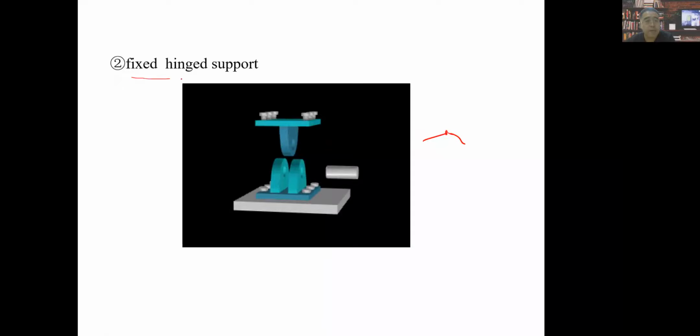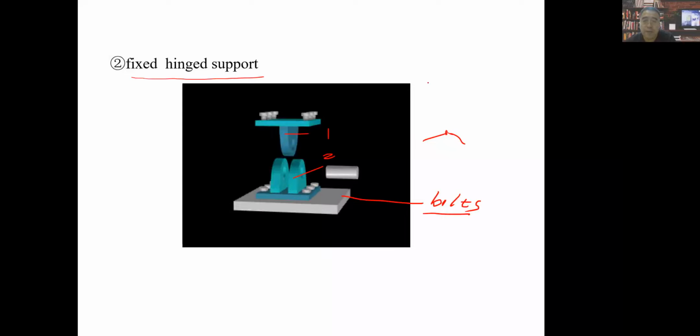Actually here it tries to tell us a fixed hinge support. If this is part of the ground, we have 1, 2, 3, maybe 6 bolts. You know what bolts are? Bolts will fix this body, maybe body 2, onto the ground. It cannot move. It has 0 freedom.